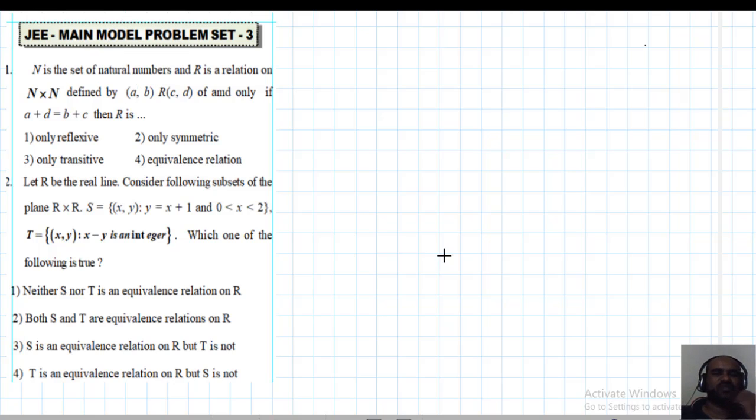Students, now I want to explain a problem. First problem, important problem, very important model. N is a set of natural numbers and R is a relation on N cross N, defined by R is a subset of N cross N. What is the relation? Ordered pair A comma B is related to ordered pair C comma D if and only if A plus D equal B plus C.